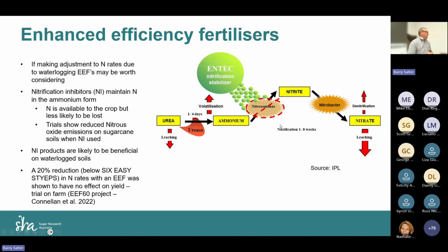So yeah, the main result out of that project was that we could show you could almost reduce your N rates by 20% with an enhanced efficiency fertiliser and not have any impact on yield. But I would say that's probably something you should test out on a farm first before adopting that on every single block. Give it a go, make sure you're comfortable with it before, like I said, you do it on the whole farm. I mentioned that was in the EF60 project, and that was managed by Julian Connell, and he also has a LACT paper on that work as well.